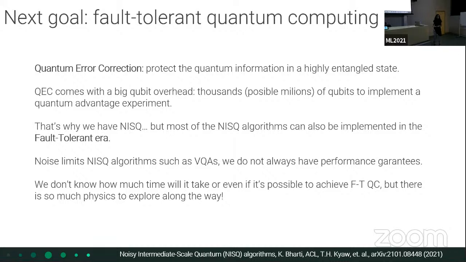But in the meantime, we are learning a lot of physics and also developing a lot of computational tools, both classical and quantum, because each time that there is a quantum advantage experiment, someone develops a very clever classical technique. So it's a kind of war where, at the same time, everybody obtains some benefit from it.